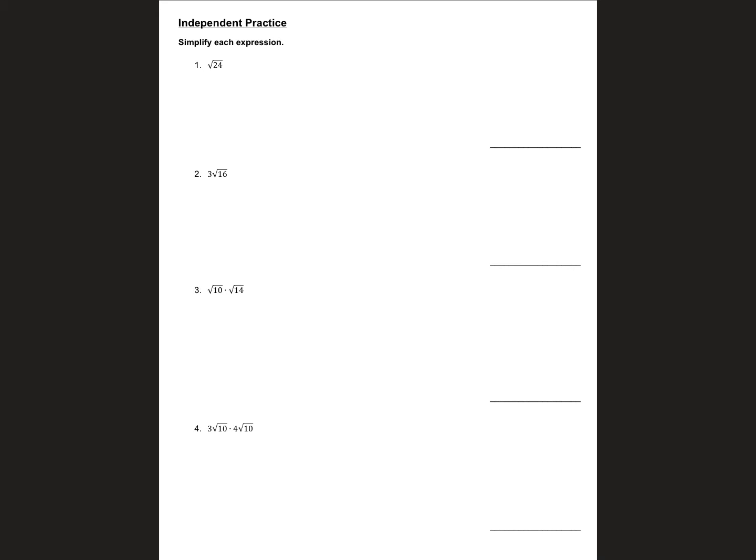I'm going to go through the independent practice for you guys. So the square root of 24, anytime we simplify a radical, we do so with a factor tree. So the square root of 24 will build our factor tree. We could start with anything you want that multiplies to 24. I'll do 6 and 4.